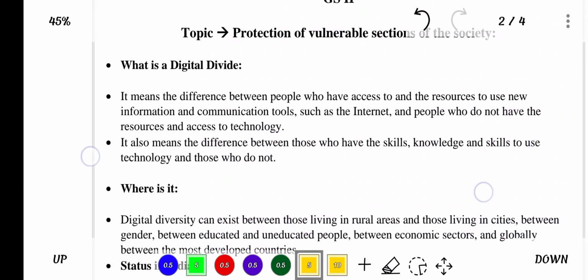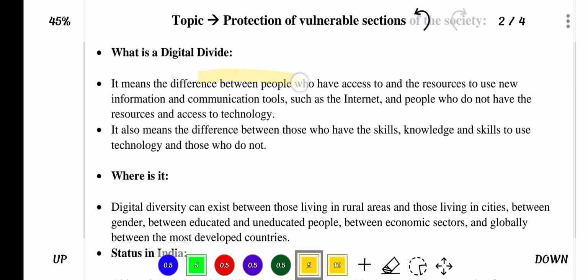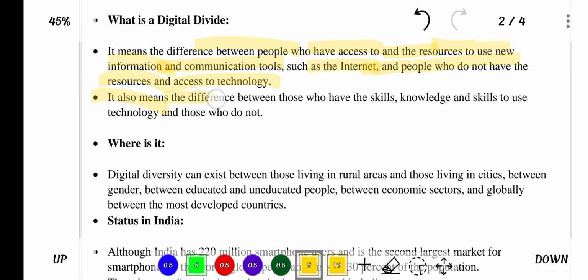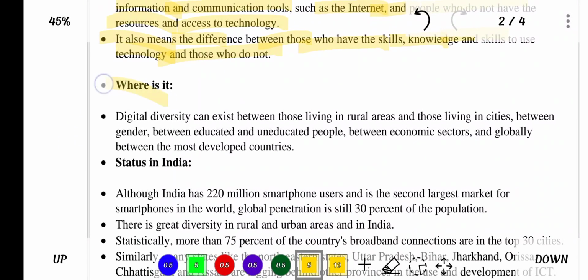So what is digital divide? It means the difference between people who have access to and the resources to use new information and communication tools such as the internet, and people who do not have the resources and access to technology. It also means the difference between those who have the knowledge and skills to use technology and those who do not.